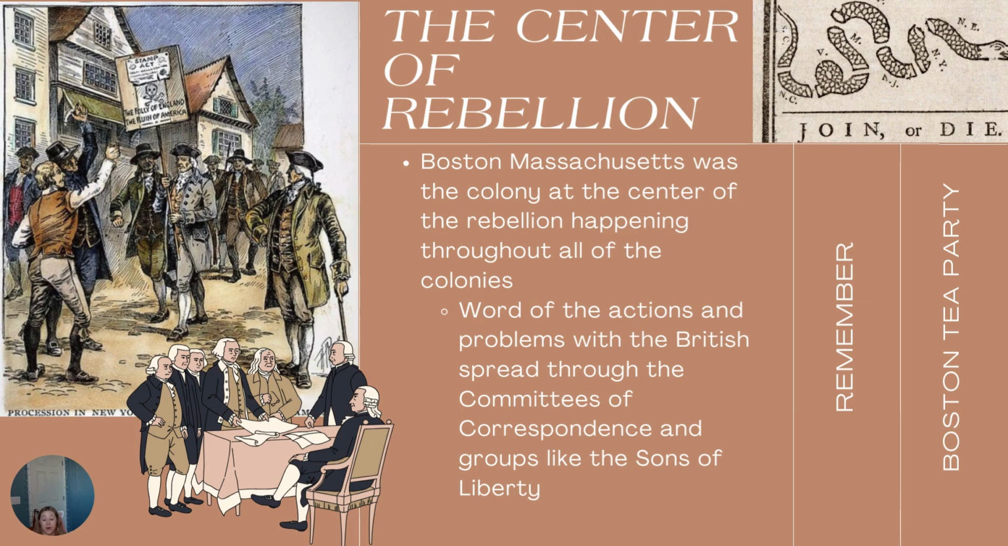They were vehemently protesting British occupation, and so they started to act out. Remember things like the Boston Tea Party. We get this cartoon called Join or Die, where basically they're saying all of the colonists need to join in the movement towards revolution. And so Boston is really the center of where the rebellion is taking place.